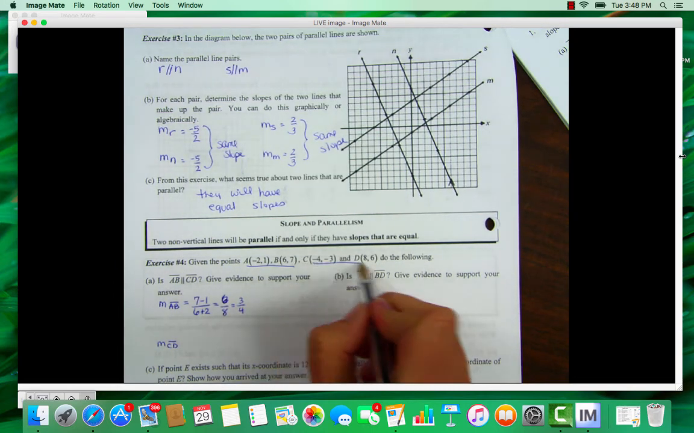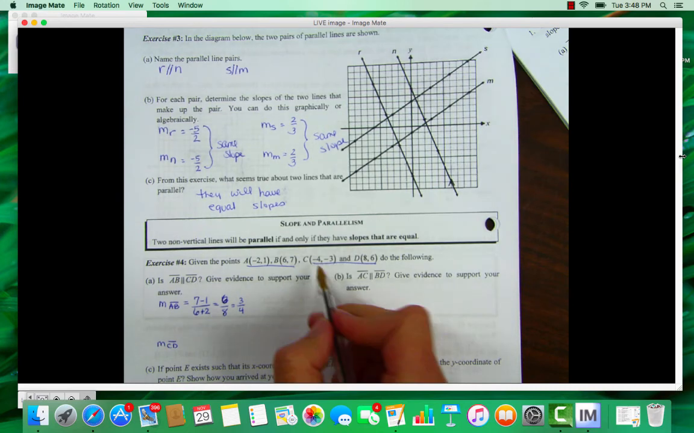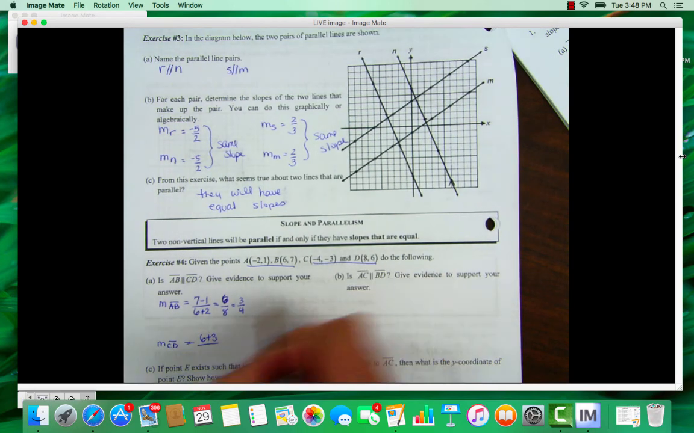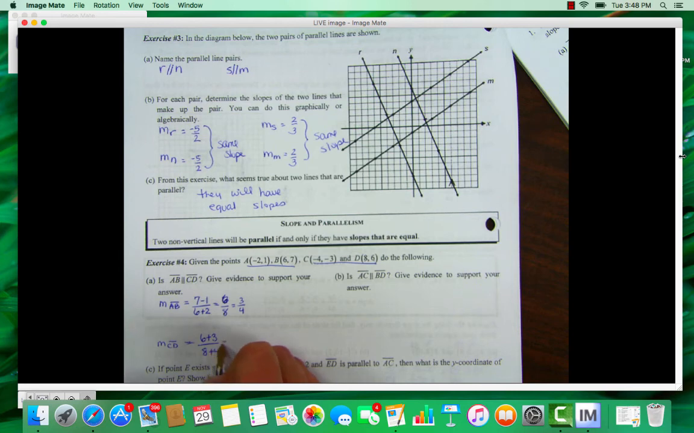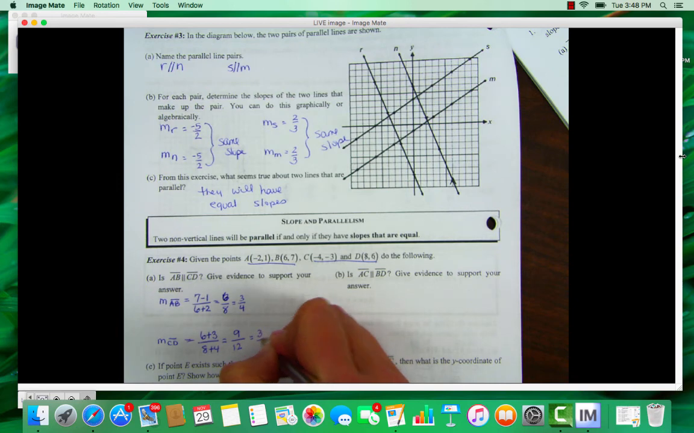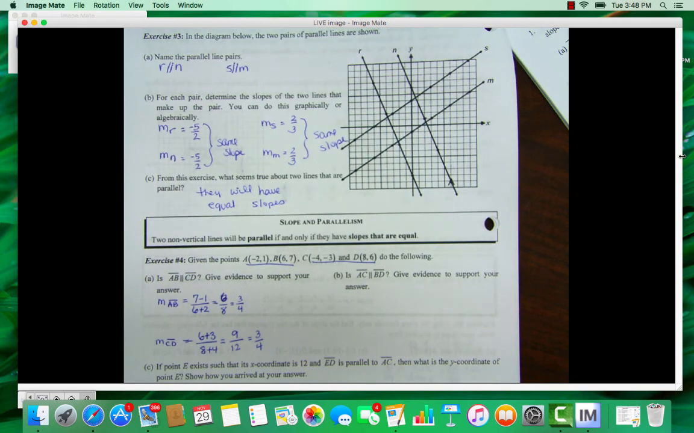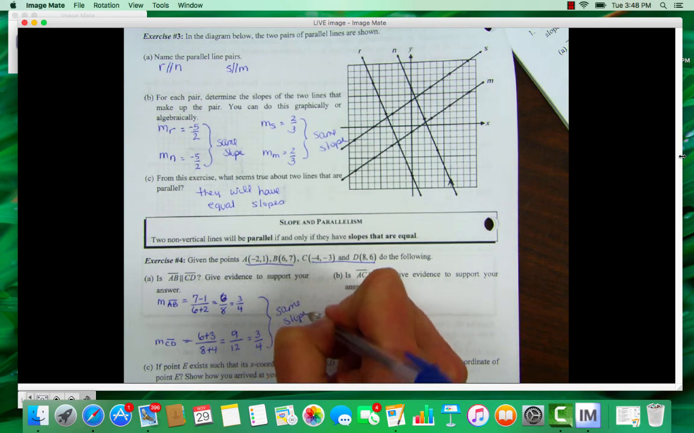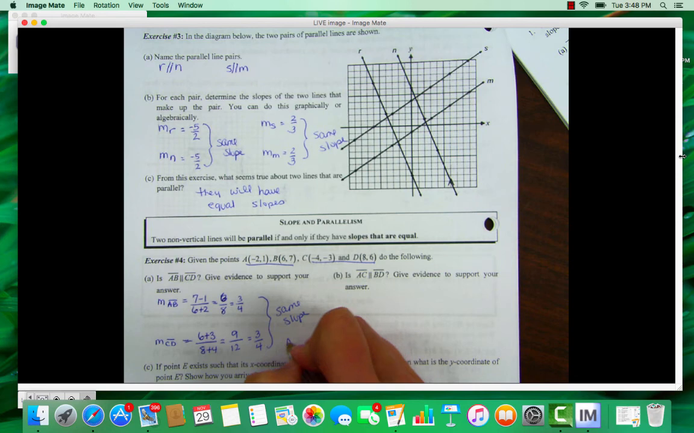Now I'm going to take a look at CD. For CD, I'll subtract 6 minus negative 3, so that's 6 plus 3, and then 8 minus negative 4. Then we'll combine those. 6 plus 3 would be 9, and 8 plus 4 would be 12. Then we can take a 3 out of both of those, so we end up with 3 and 4. So it looks like they have the same slope, which means AB is parallel to CD.